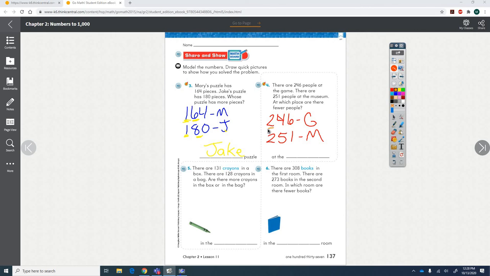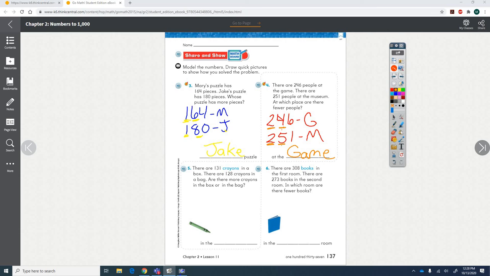Well, we start at the hundreds and they're the same. So what do you think I'm going to have to do? Yeah, I'm going to have to go to the tens. Oh, no, those are different. I'm looking for fewer. Which one is fewer? Yeah, 4 is smaller than 5, so that makes it fewer, so it's the game. So we're going to be able to write at the game.